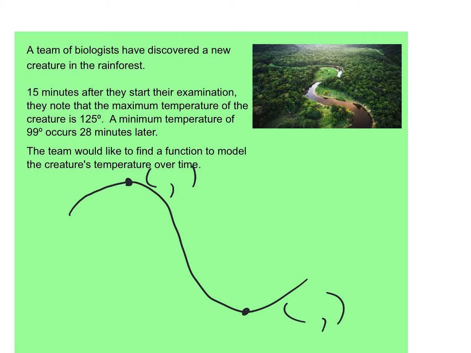Tommy, where would you say the high spot is at? 15 minutes after. So 15, comma, 125. And then the low spot. Me? Nope, I'm going to get somebody else. Aiden, what's the low, the minimum?